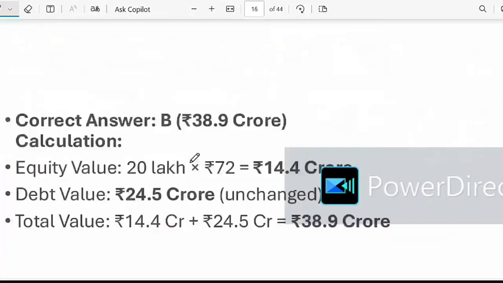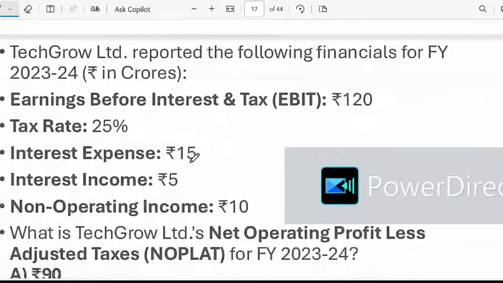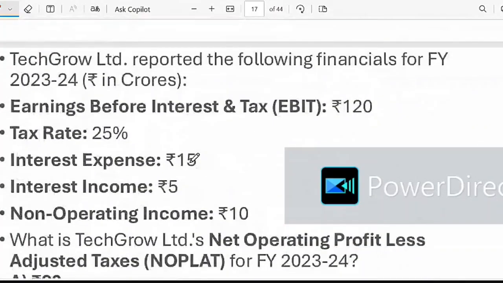Now, friends, have a look at the next question. This is a completely new question. Let's try to understand the concept. The question is as you can see on your screen. Take Grow Limited reported the following financials for financial year 22-23-24. EBIT, earnings before interest and tax, is 120 crore.